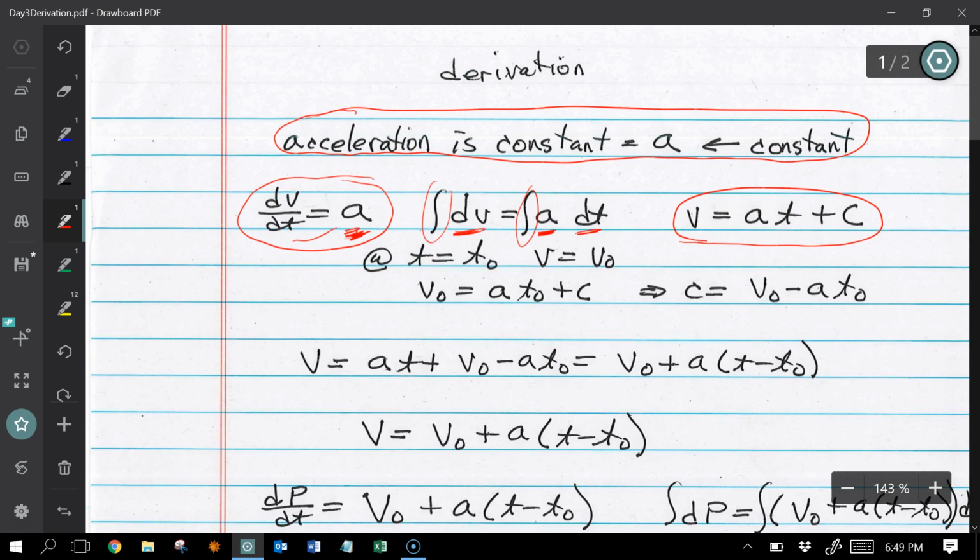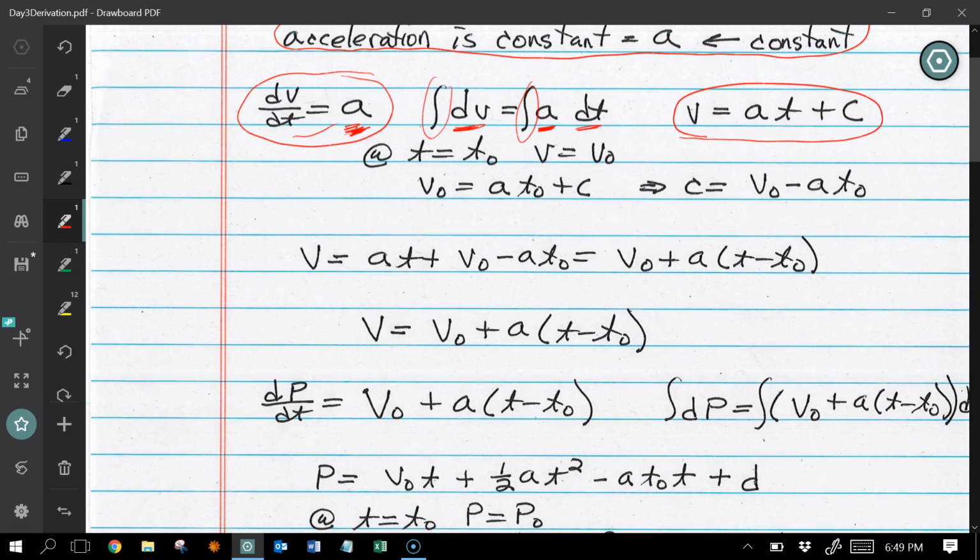To determine the value of c, what I'm going to do is say that at time equal to t0, you can think of that as original or whatever, the velocity is equal to v0. In your textbook, it always uses t equals 0, v equals v0. But this is a more general case, and there will be a couple of problems that this will come in handy for. So that's the modification.